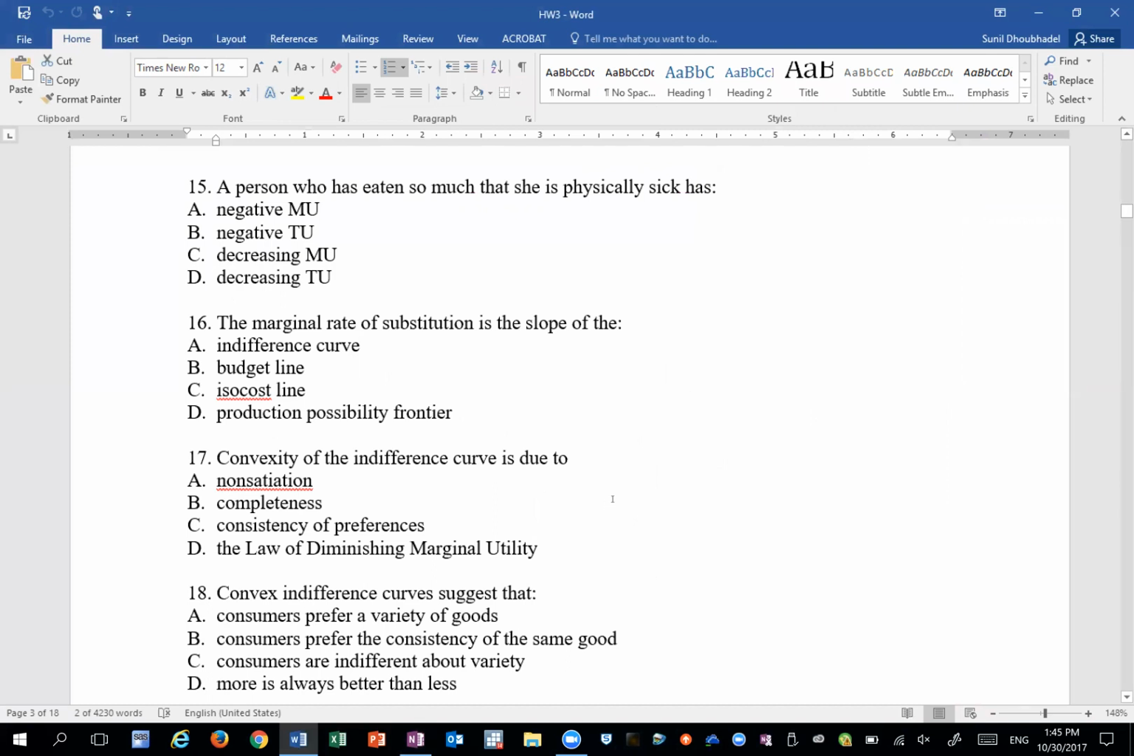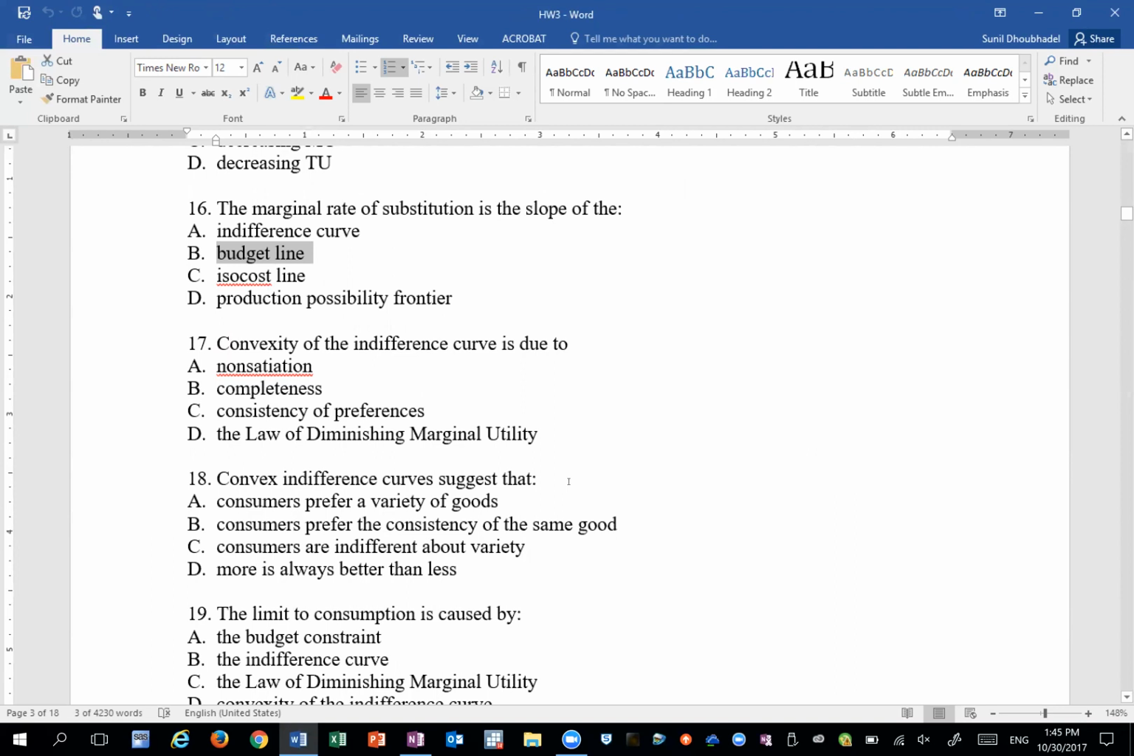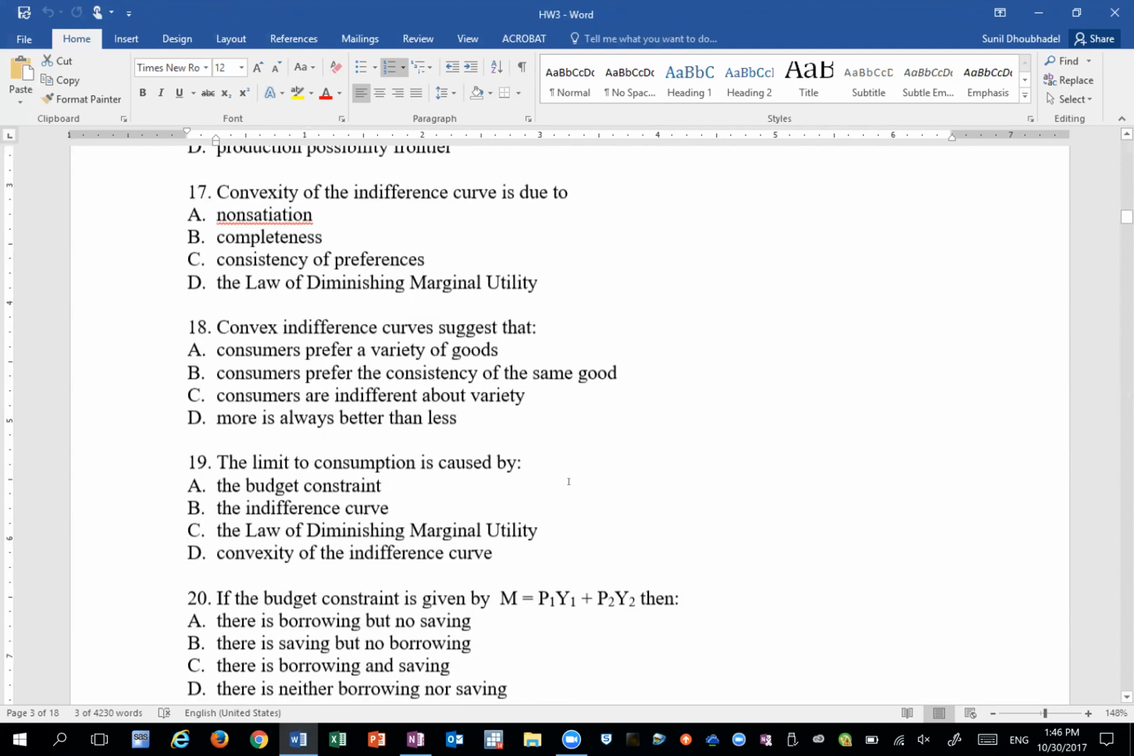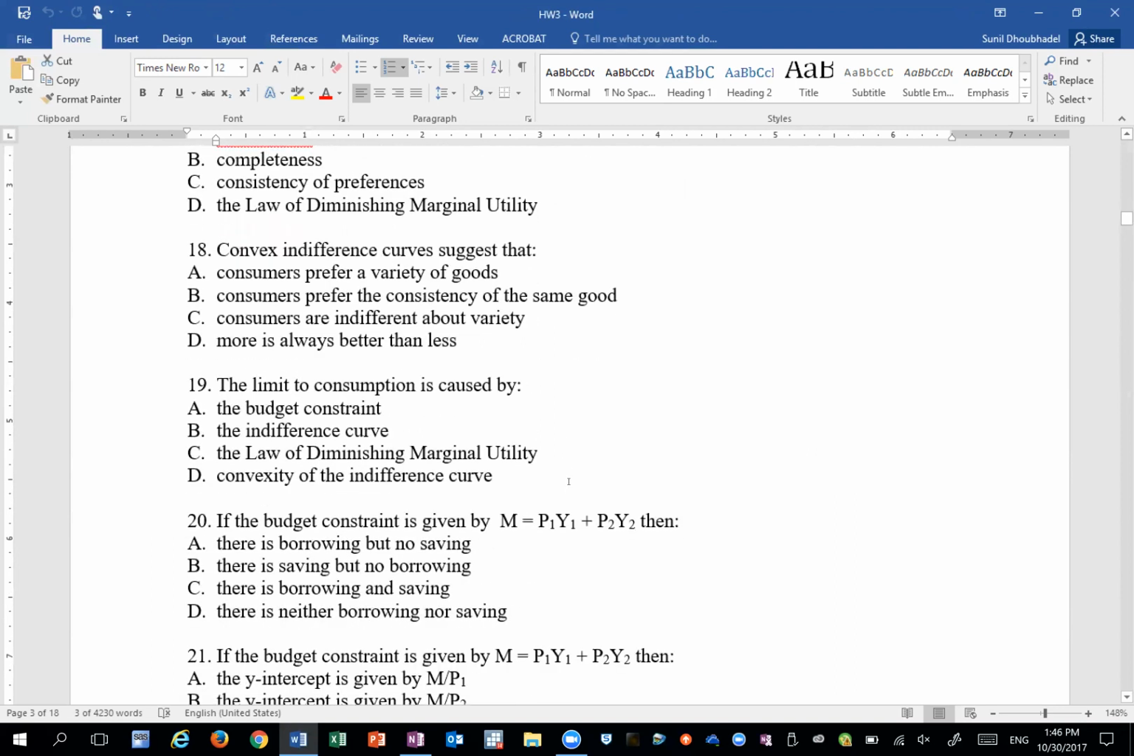It shouldn't be the isocost. No, isocost. We haven't discussed the isocost line. You can say budget line. The slope of the budget line would be the price ratio. Okay, let me jump to now. Oh, indifference curve. Indifference curve. Yes.